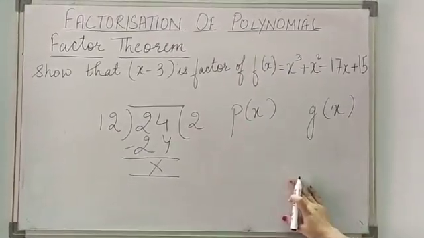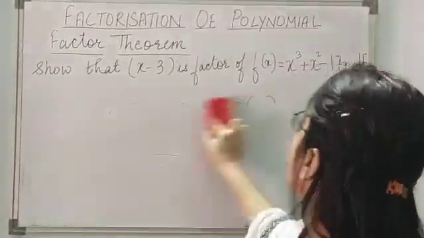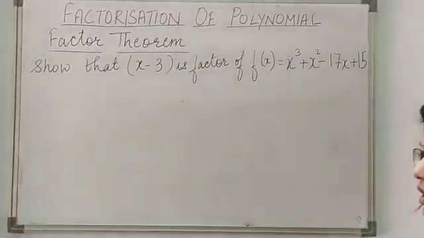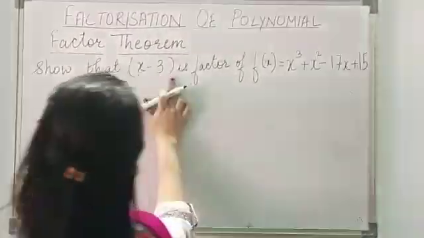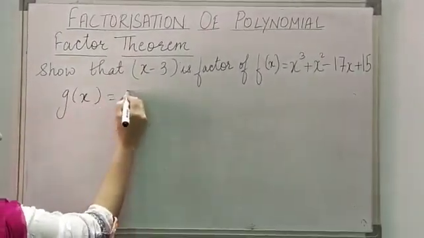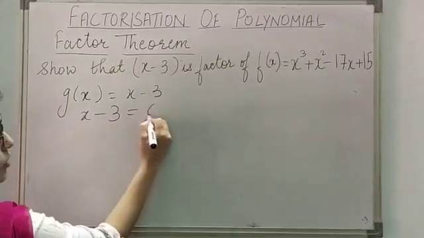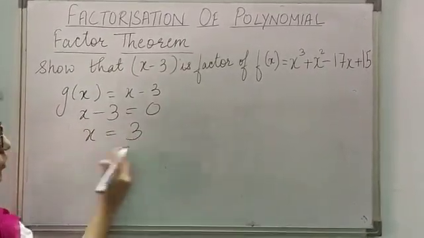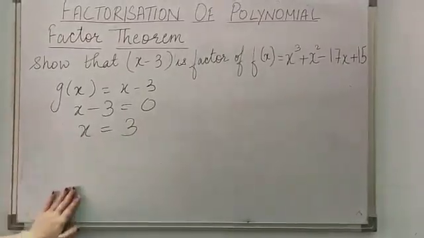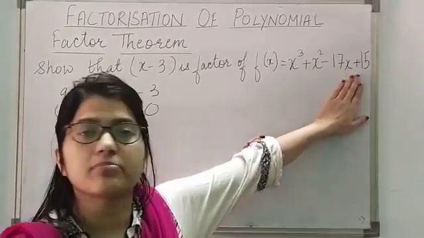Okay, so now quickly solve this question: show that x minus 3 is a factor of the polynomial, and the polynomial is given to you. First of all, our g(x) is x minus 3. So we will take x minus 3 equals 0 and we will get the value of x, that x equals 3. Now we will substitute the value of x in our polynomial, that is x cube plus x square minus 17x plus 15.